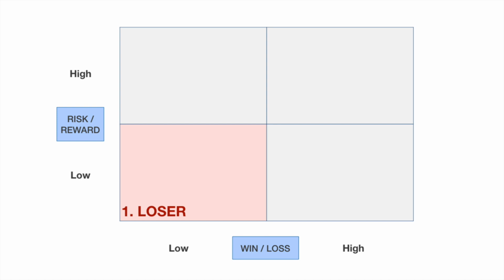So if we create a simple matrix where we put the risk reward on the y-axis and the win-loss on the x-axis, we obtain 4 distinct categories, each one corresponding to one type of trader. So let's see. The first category is going to be on the bottom left, which is the case when your risk reward is very low and the win-loss is very low as well. So it means that you take many losses and few wins, and the risk reward is always very poor.